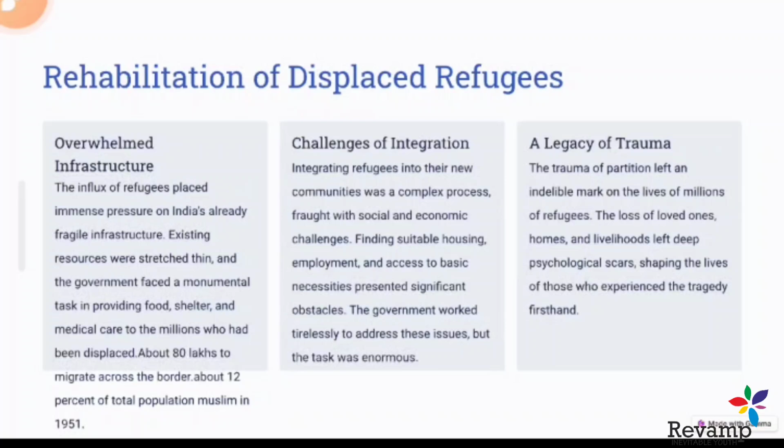This created psychological scars. How will we overcome this horrible memory of partition, and how will these people live a simple and happy life in the country? So these are the challenges before the interim government: the infrastructure issue, the integration issue, and how we will erase the traumatic memory. These three are the foremost challenges in rehabilitation after independence due to the partition.